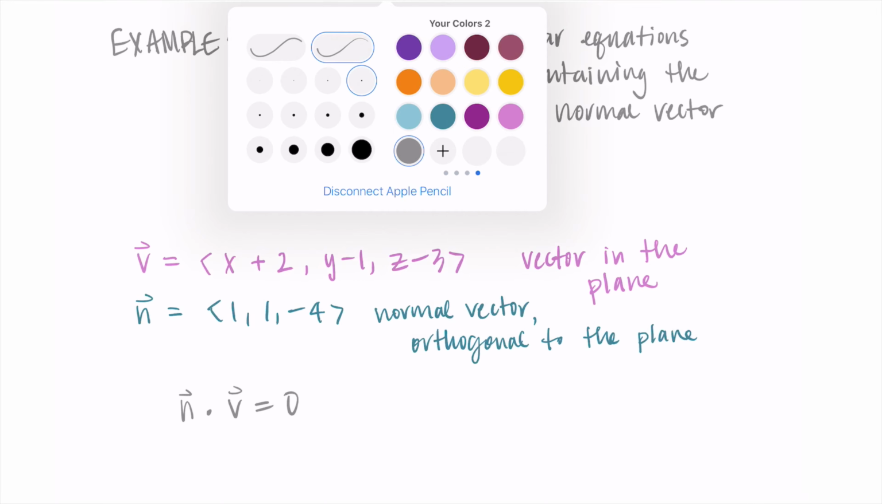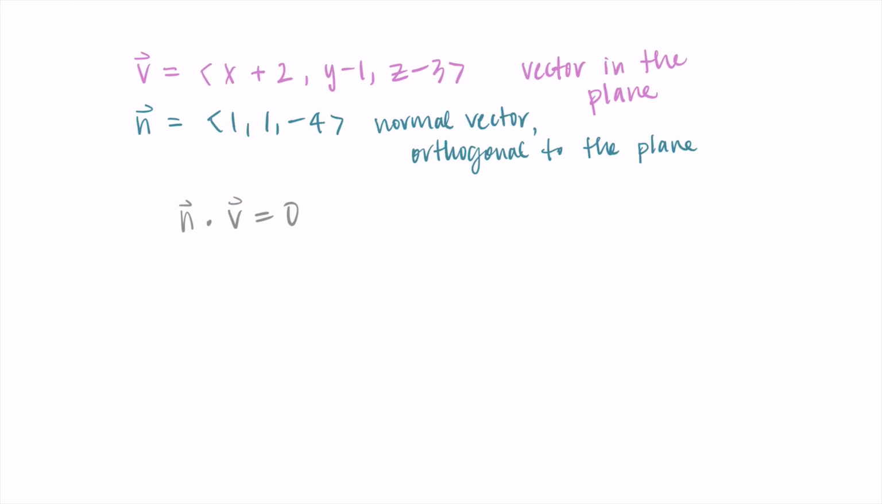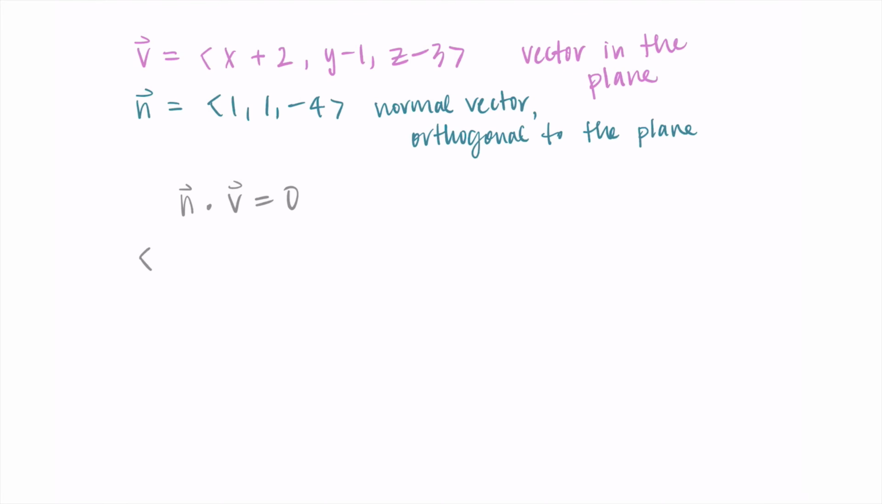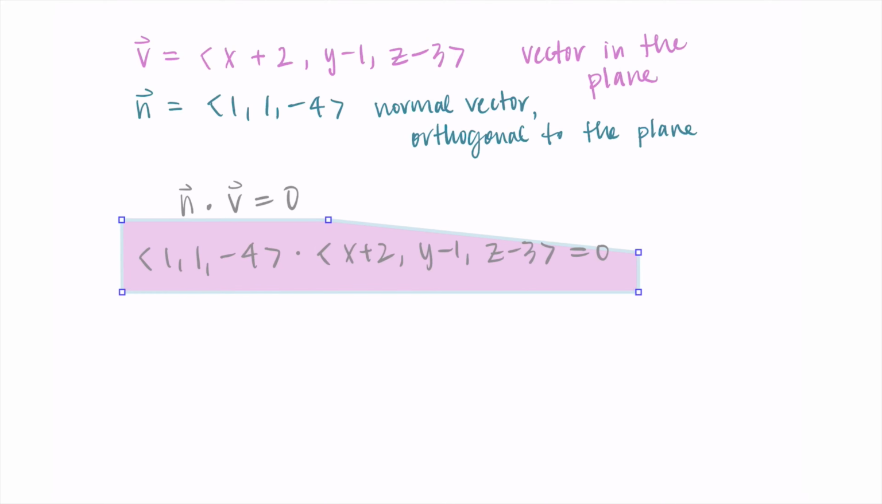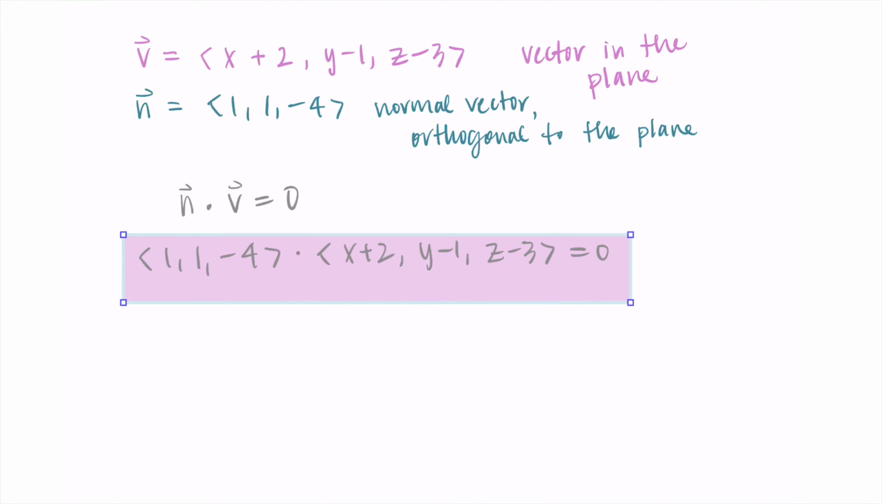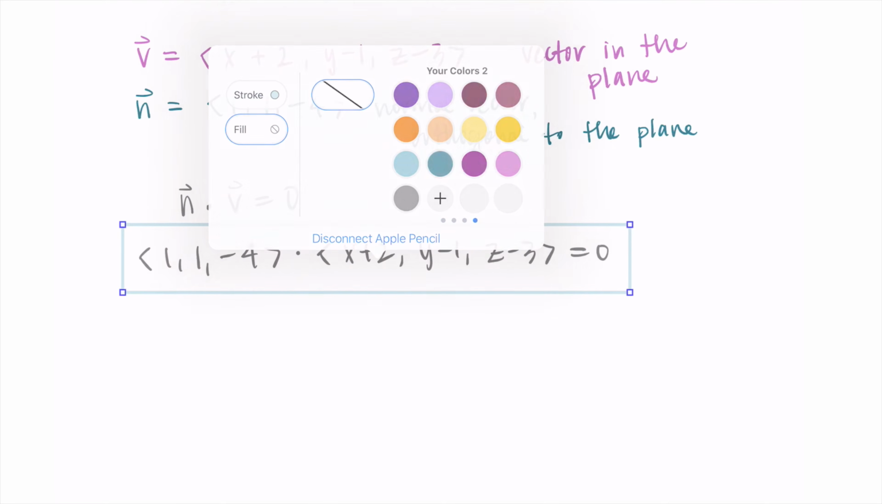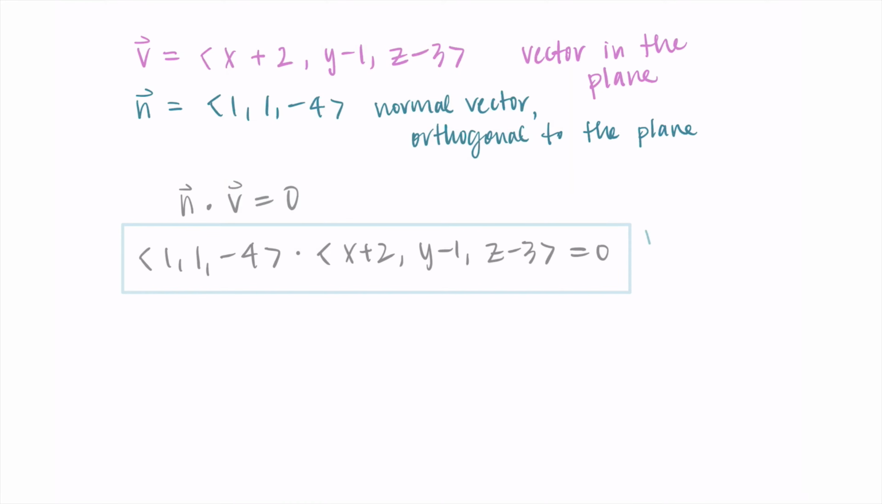So here I have my n times my v, and we really just have to set this up. So I'm going to do n, that's 1, 1, -4, and it gets dotted with v, which is x plus 2, y minus 1, z minus 3. And if we set this equal to 0, we now have my vector equation. So we've actually done the first part of the problem. This is the vector equation of the plane. All right, so let me just label that so we have it. We found the vector equation.